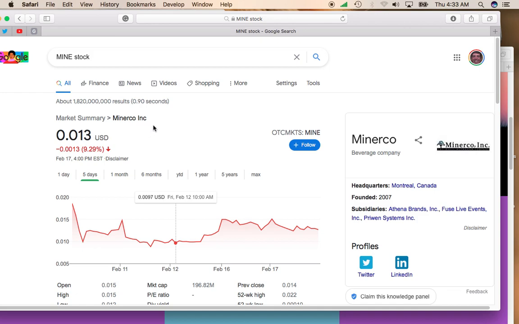And I would not put too much money into the stock, but I would just use it as a side holding if you already own a couple of cannabis stock companies. So definitely check out Minerco. Again, it trades on the OTC or the pink sheets on the symbol MINE.